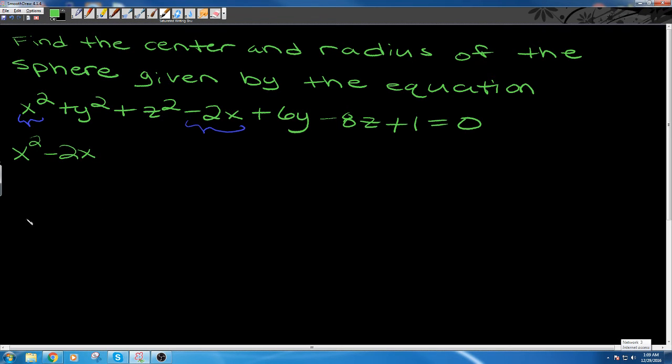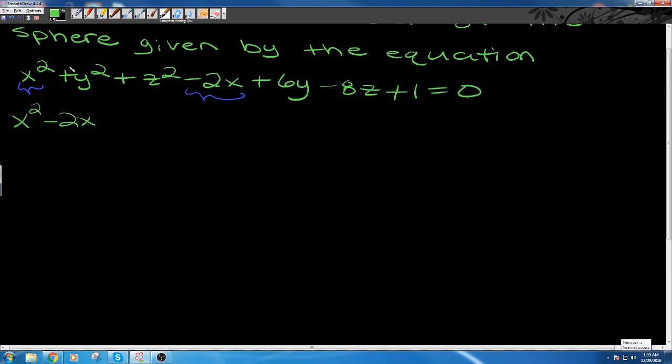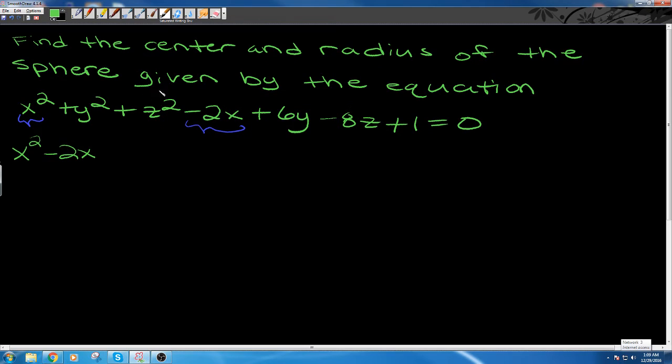The reason why we have to do that is because of the equation of a sphere, which is what we're trying to find. Yeah, we're trying to find the center and radius of the sphere. And the equation of a sphere is x squared plus y squared plus z squared equals r squared.